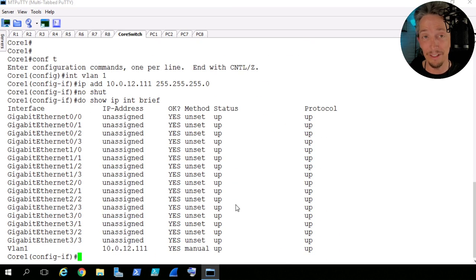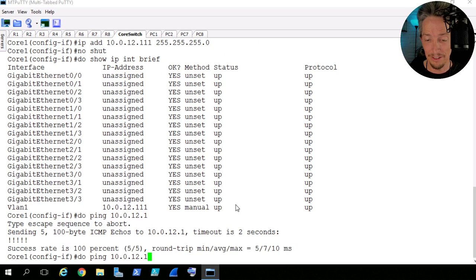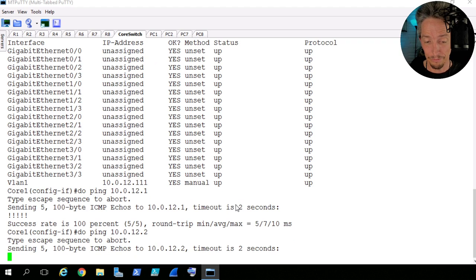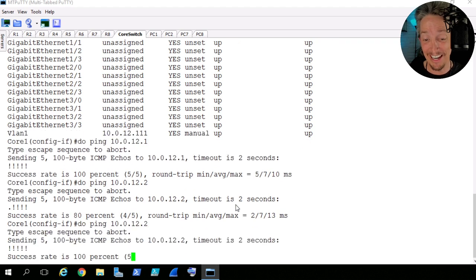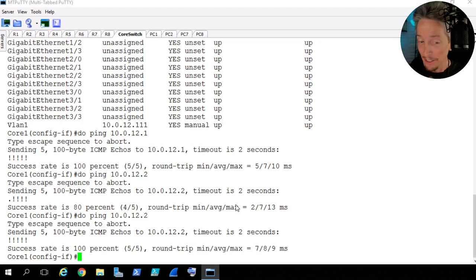And there we go, VLAN 1, the interface is up. Let's do a quick ping, 10.0.12.1, that's R1's address in VLAN 1 here. That works. And .2. Okay, and we'll do that again. There's an ARP timeout for that initial ping. So in the background, we had some communication or something went on with R1 where we didn't need to resolve the ARP. In any event, we are good to go with full connectivity at layer 3.